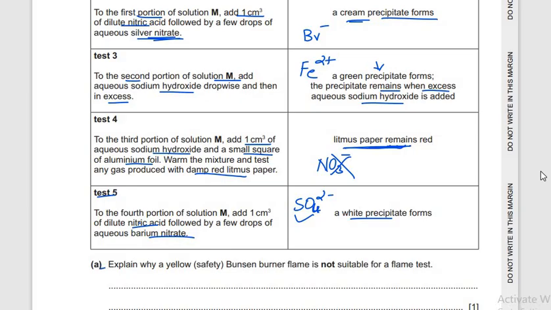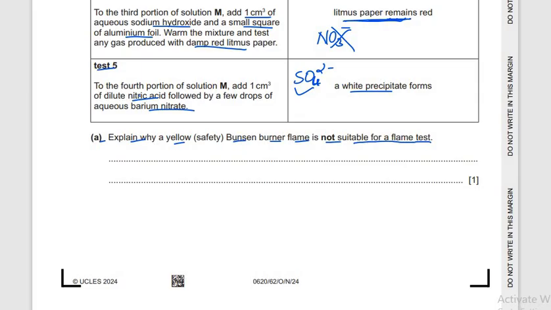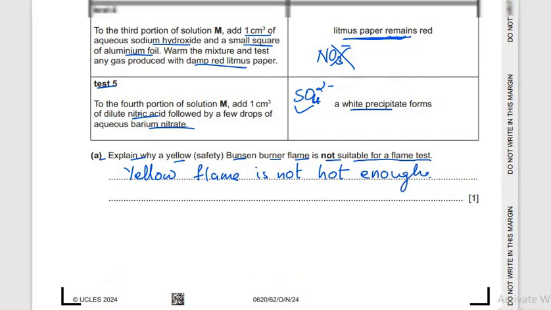Question A is: explain why a yellow Bunsen burner flame is not suitable for a flame test. That is because the yellow flame is not giving proper heat. In other words, you can also write that the yellow flame is not hot enough, or that it doesn't give enough heat. Anything with a similar meaning is acceptable.